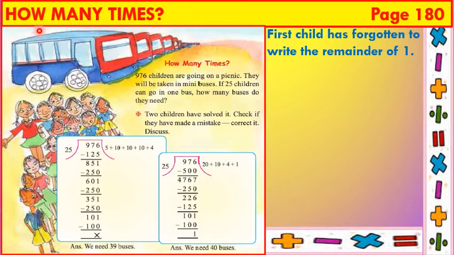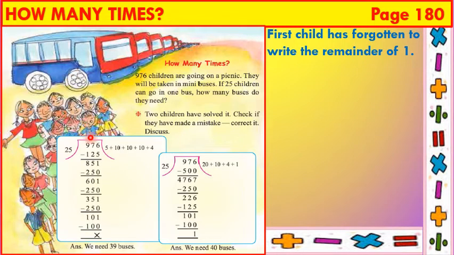How many times? 976 children are going on a picnic. They will be taken to the picnic in a minibus, as shown in the figure. If 25 children can go in one bus, meaning 25 children fit in one bus, then how many buses do they need so that 976 children can fit?